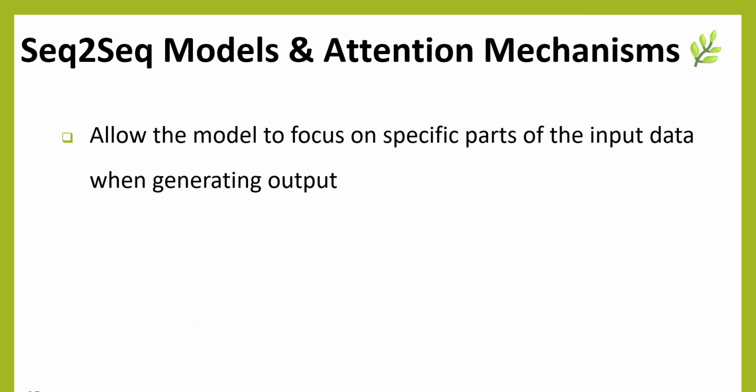Next comes sequence to sequence models, which consist of an encoder and decoder. Here, the encoder takes in a sequence of words and outputs a fixed length vector representation. The decoder takes this vector representation and generates a sequence of words. Basically, these sequence to sequence models are used for tasks such as machine translation, text summarization, and chatbots.